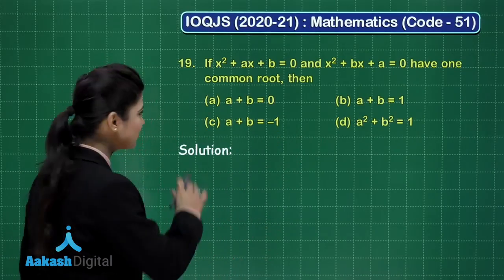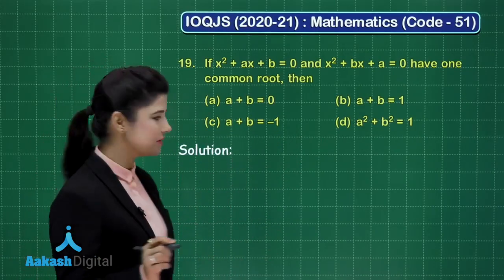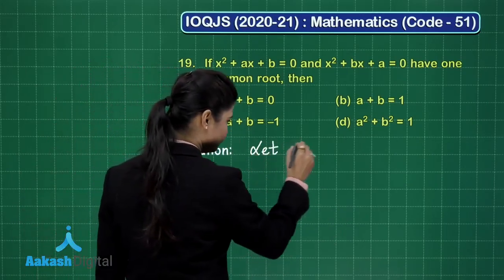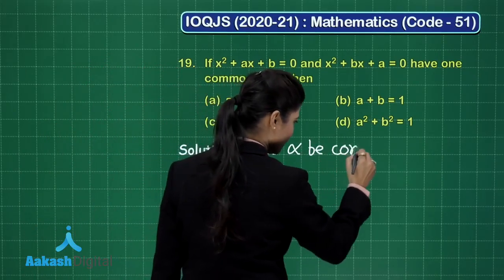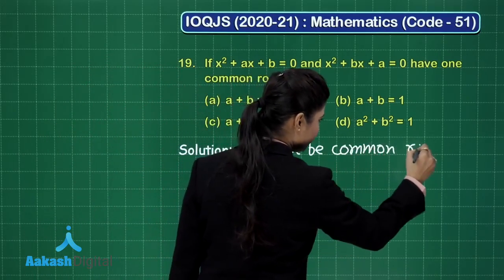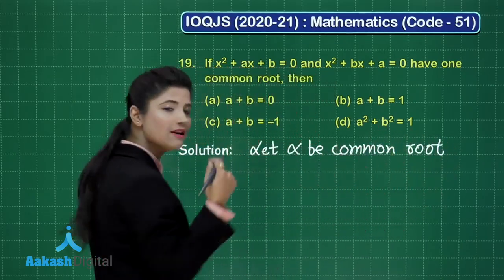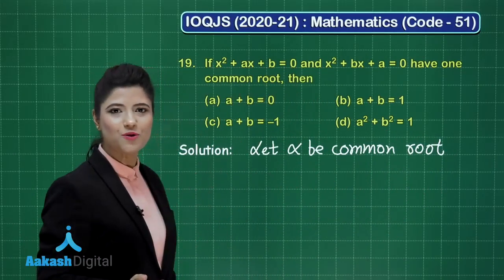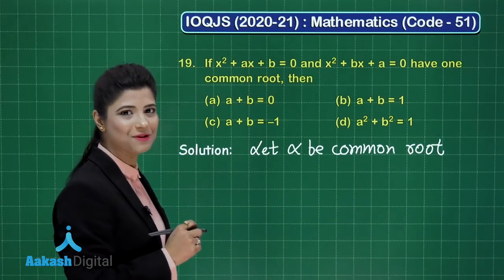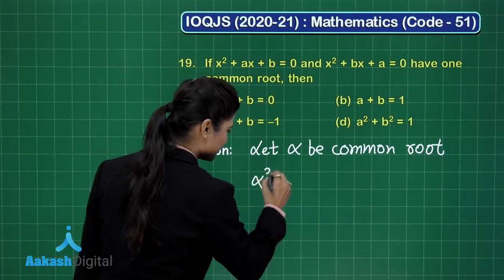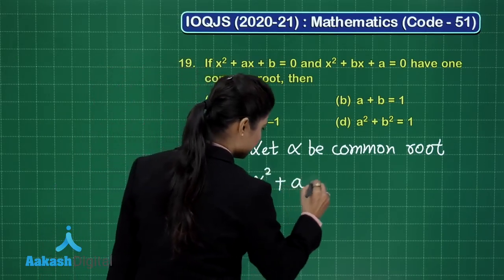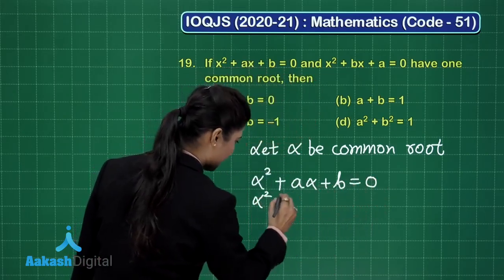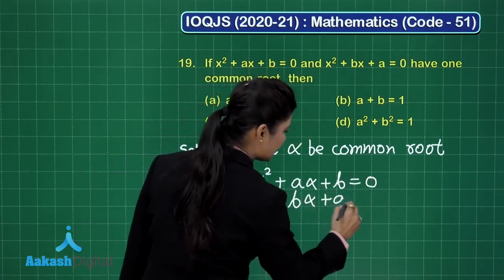So let's quickly get started with the solution of this question. It has been clearly stated that both given quadratic equations have one root in common. So let alpha be the common root. If alpha is the common root, then alpha will satisfy both these equations, isn't it? So I'll be substituting x by alpha, and the same thing will be done by you. When we substitute x by alpha, we get alpha square plus a alpha plus b equal to 0, and the second equation becomes alpha square plus b alpha plus a equal to 0.